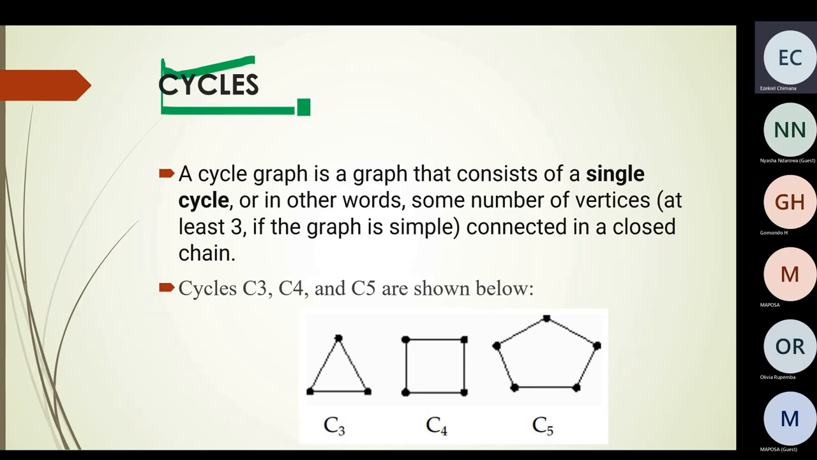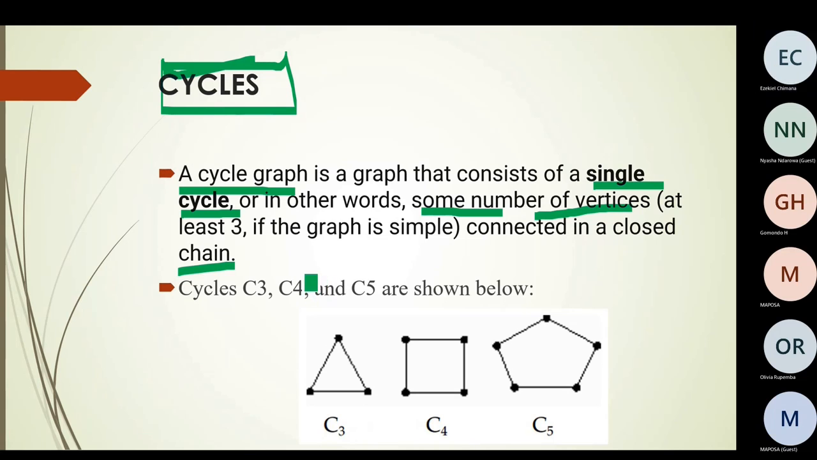So now let's talk about cycles. A cycle graph is a graph that consists of a single cycle, or in other words, some number of vertices, at least 3 if the graph is simple, connected in a closed chain. Your graph will have vertices connected in a closed chain, which makes it a cycle.